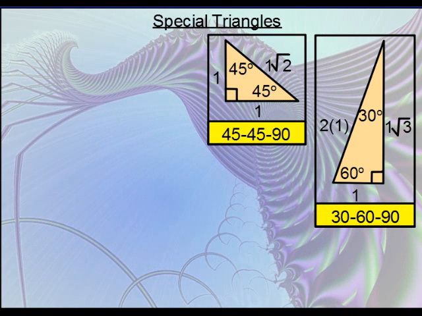Special triangles. Here you have two triangles that are listed. The special triangles are 45, 45, 90 and 30, 60, 90. Note that for the 45, 45, 90, two of the sides are equal, and that should go with the fact that there are two angles that are equal.